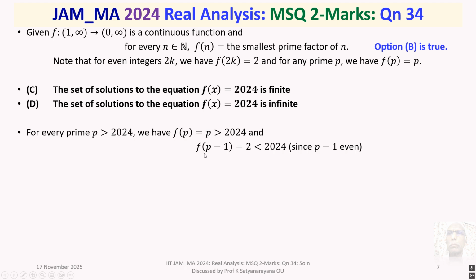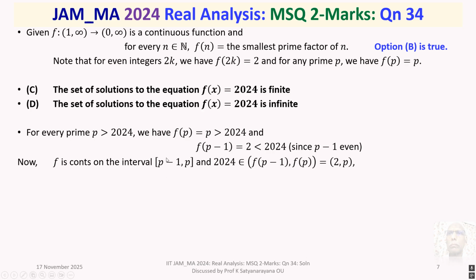So what did you see? f of p minus 1 is 2, less than 2024, which is less than p, that is f of p. That means 2024 lies between f of p minus 1 and f of p. Now f is continuous on the closed interval p minus 1 to p, and 2024 belongs to the interval f of p minus 1, comma f of p, that is 2 comma p.